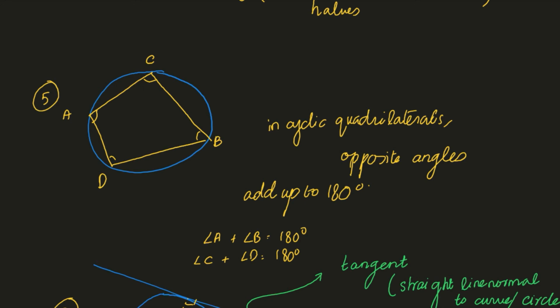Another really important property of a cyclic quadrilateral is that the opposite angles always sum up to 180 degrees. So you have angle C over here, and you have angle D over here. C and D, their sum will be equal to 180 degrees, and same for the opposite angles A and B. Their sum will also be equal to 180 degrees.